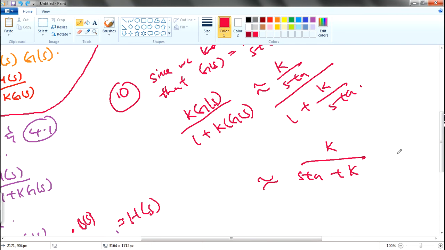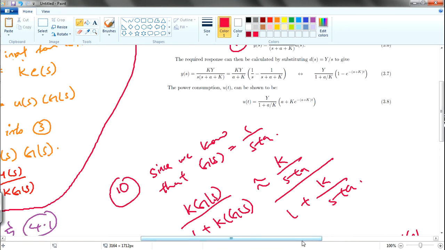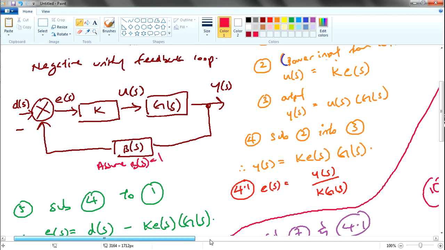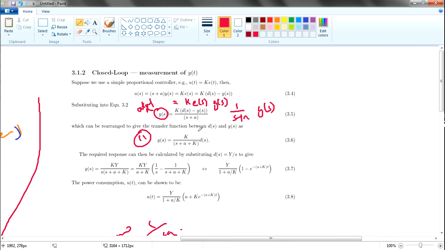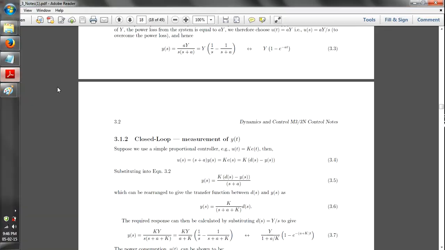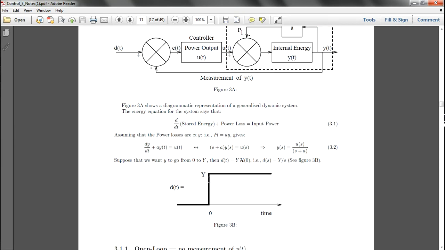So it is equal to y of s over d of s. This is the main input, if you remember, d of s, and the output is y of s. So therefore step 11 is this. And as we say, y is actually this thing.